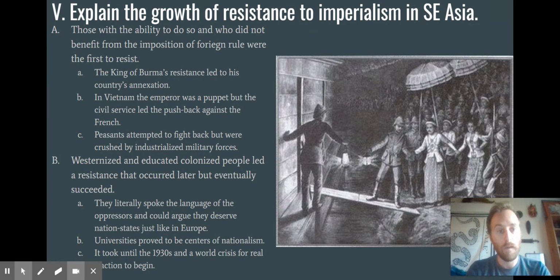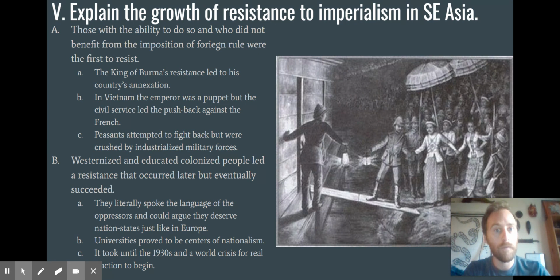The ultimately most successful angle of resisting imperialism was educated people at the new universities in these various countries. They literally spoke the language of their oppressors and could argue they deserved nation states just like those in Europe. But it took until the 1930s and the crisis of World War II for these arguments to finally extract promises from the empires. Folks like Mahatma Gandhi, for example, are able to extract from Great Britain a promise to grant India independence as soon as World War II is over, because they're able to, again, articulate that argument in English to the folks that are imperializing them.